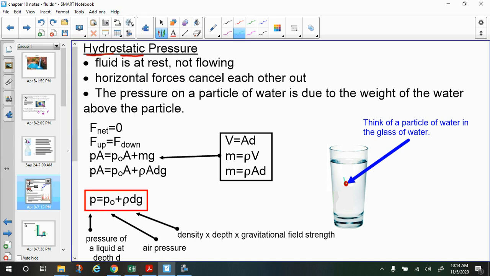Okay. So we have this column of water right here on top of this particle. Sorry, this is such a bad drawing. So this is the water. And our net force has to be 0 because it's a static situation. So the force up equals the force down. We know that our force up is going to be pressure times area. So it's the water pressure times the area of the particle. The force down is going to be the weight of the water, which is mg.